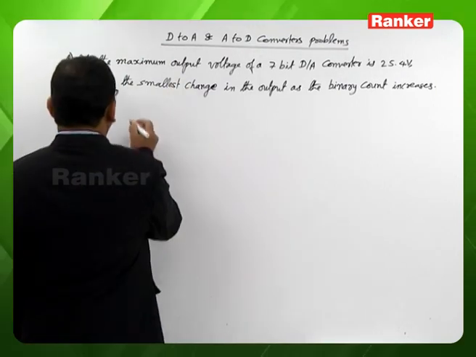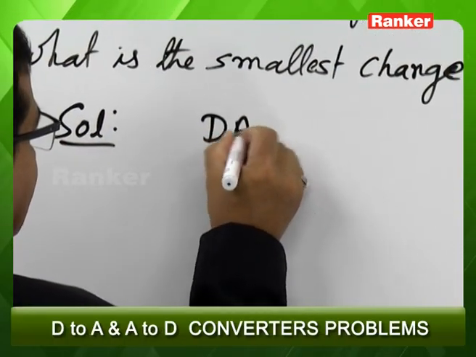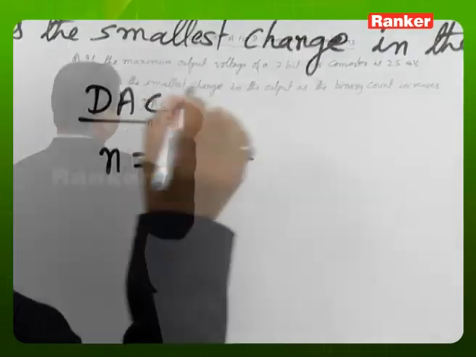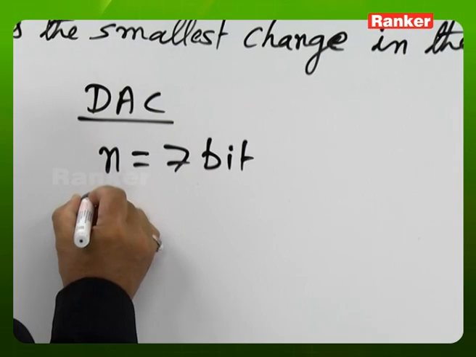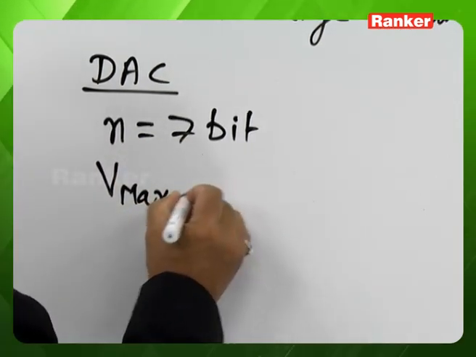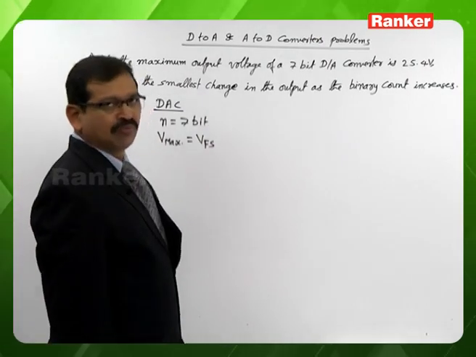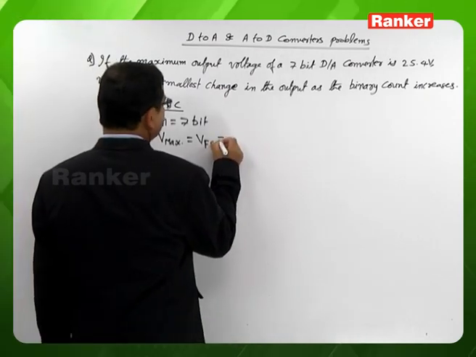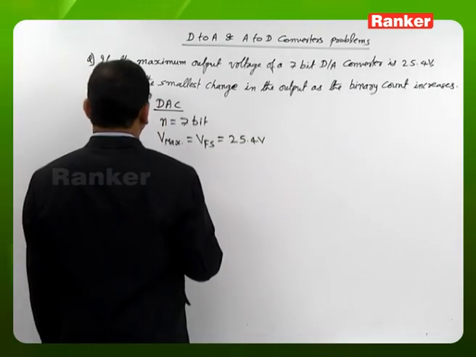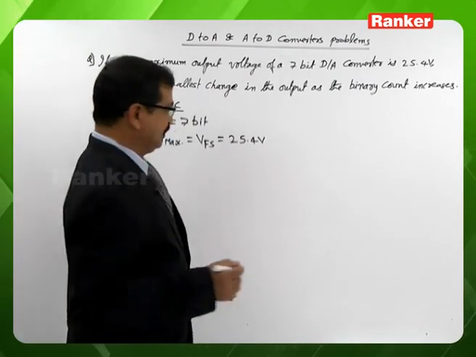So the given digital to analog converter is with a size of 7 bits and it is having the maximum output voltage. This maximum output voltage, we can name even as the full scale output voltage. Full scale output voltage is mentioned as 25.4 volts. Now the question is, what is the smallest possible change in the output as the binary count increases?